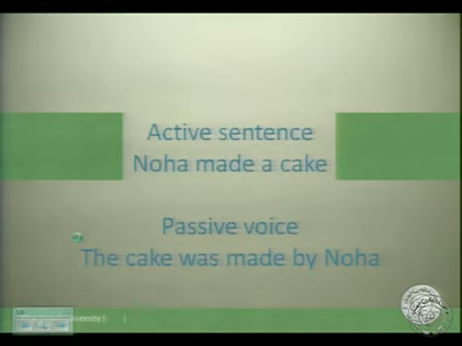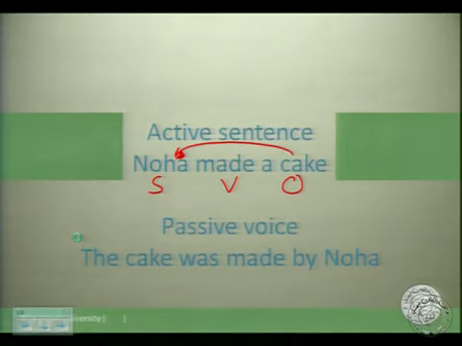And let's see an active sentence. We have Noha made a cake. So we have here the subject, the verb, and here the object. Very simple, very clear. Subject, verb, object. This is an active sentence. Passive voice, what do we do? We switch the places between the subject and the object, and we make a little change in the sentence.